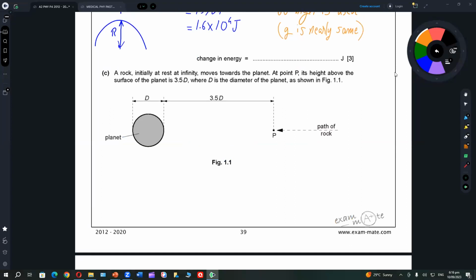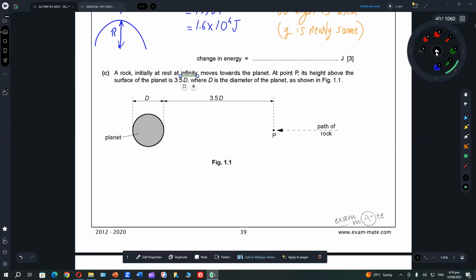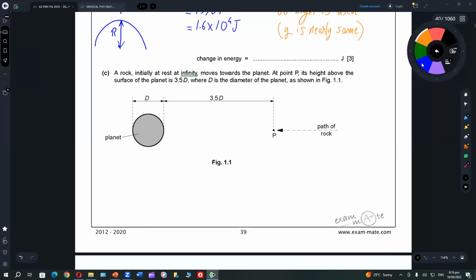A rock initially at infinity moves towards the planet at point P. Its height above the surface of the planet is 3.5 d, where d is the diameter of the planet. This time the separation is much bigger than even the diameter. Now the issue of g will come. Read this question, read this part of the question.